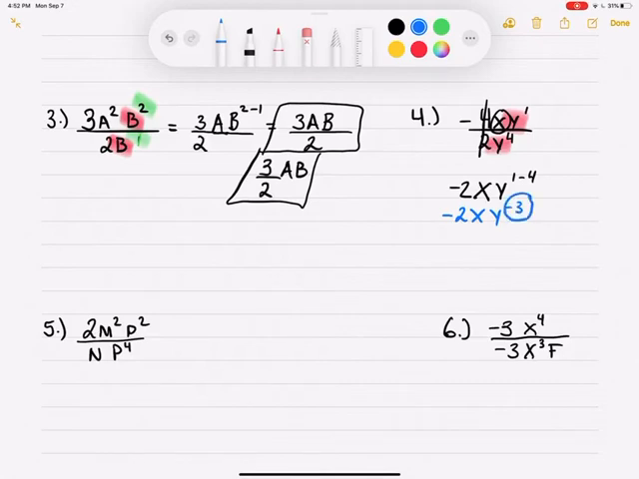So this is going to become negative 2x y to the negative 3rd power. Now, normally we're not allowed to keep negative exponents, but we haven't learned about that yet, so for now it is okay.